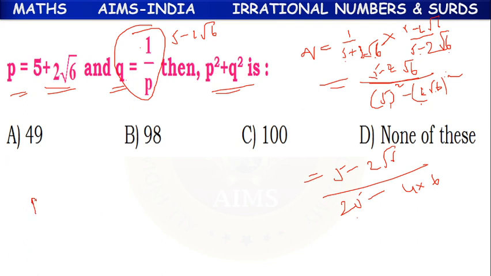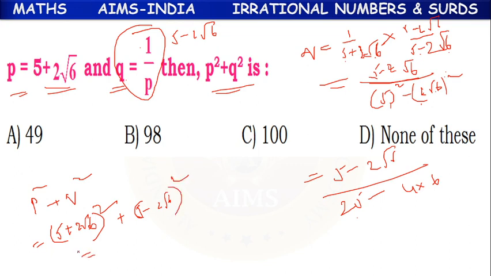Now we have to find P square plus Q square. Means 5 plus 2 root 6 whole square plus 5 minus 2 root 6 whole square. We have to find this value. We know the formula of A plus B whole square: A square 25, B square 24, plus 2AB, 2 into 5 into 2, 2 into 5, 10, 10 into 2 is 20. So 20 root 6.